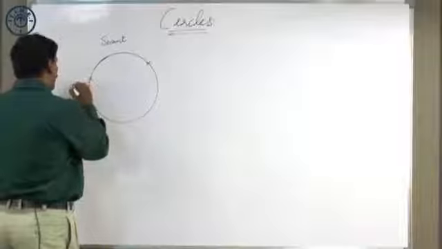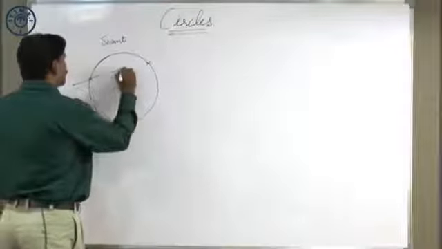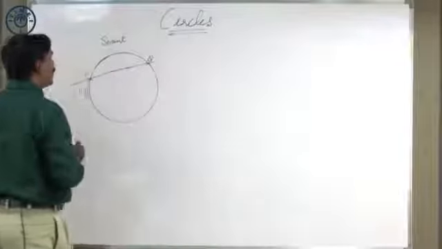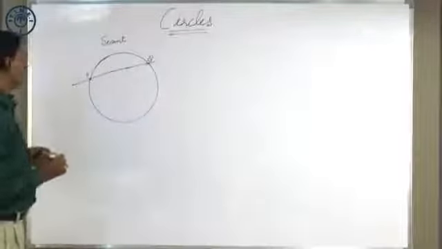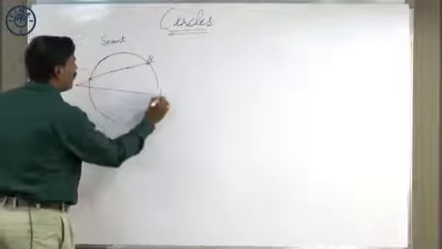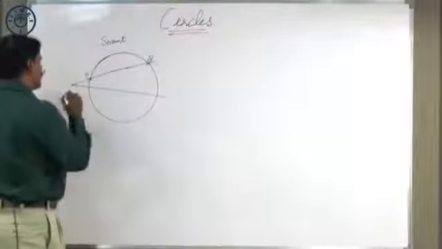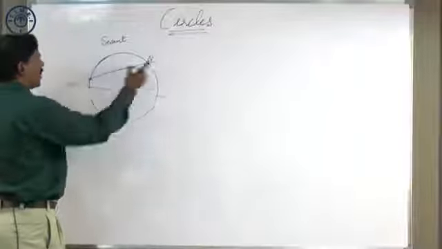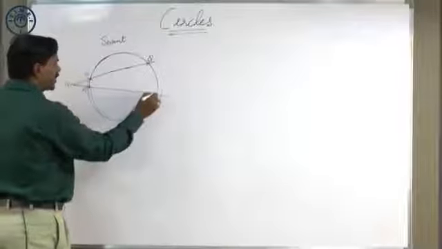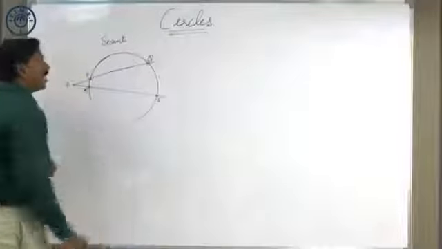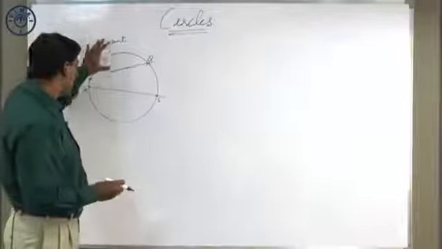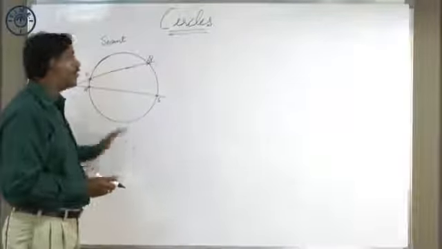Suppose you are drawing a line that cuts the circle at two points like P and Q in this way, then we call PQ a secant. From this we can have any number of secants drawn. If this starting point is A, then APQ is one secant, and if another line cuts the circle at points R and S, ARS is one more secant. So we can have any number of secants drawn from an external point to a circle.